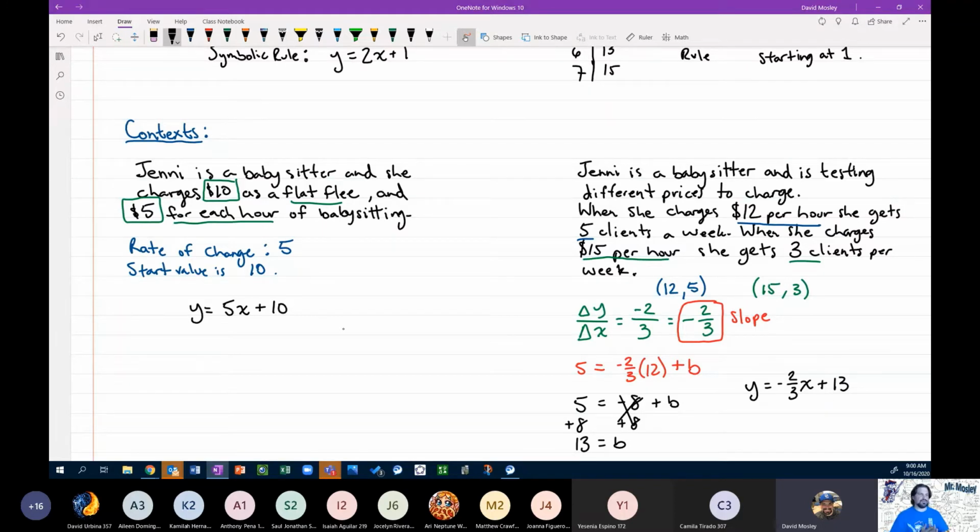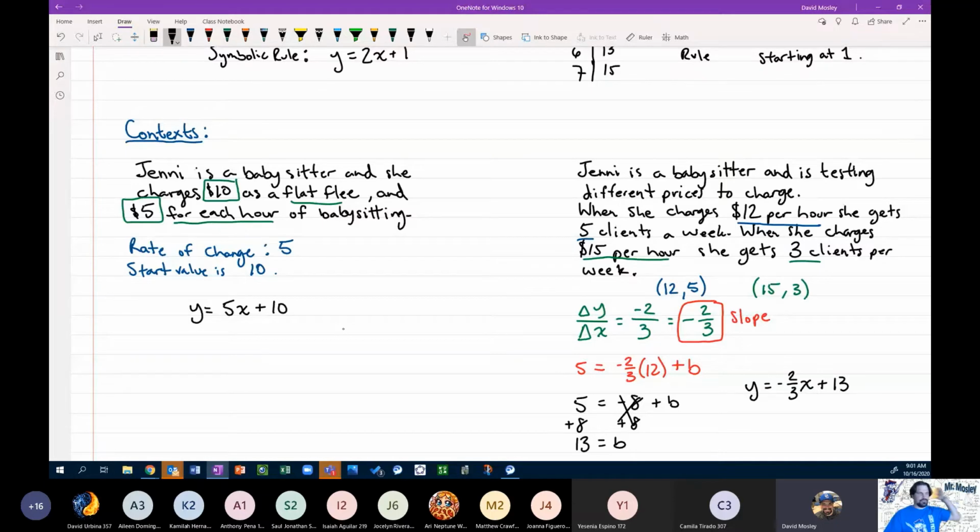What questions do you guys have? What can I explain? What can I clarify? Yes. All right, so Eileen is asking if I can explain the 5 equals negative 2/3 times 12, and the negative 2.